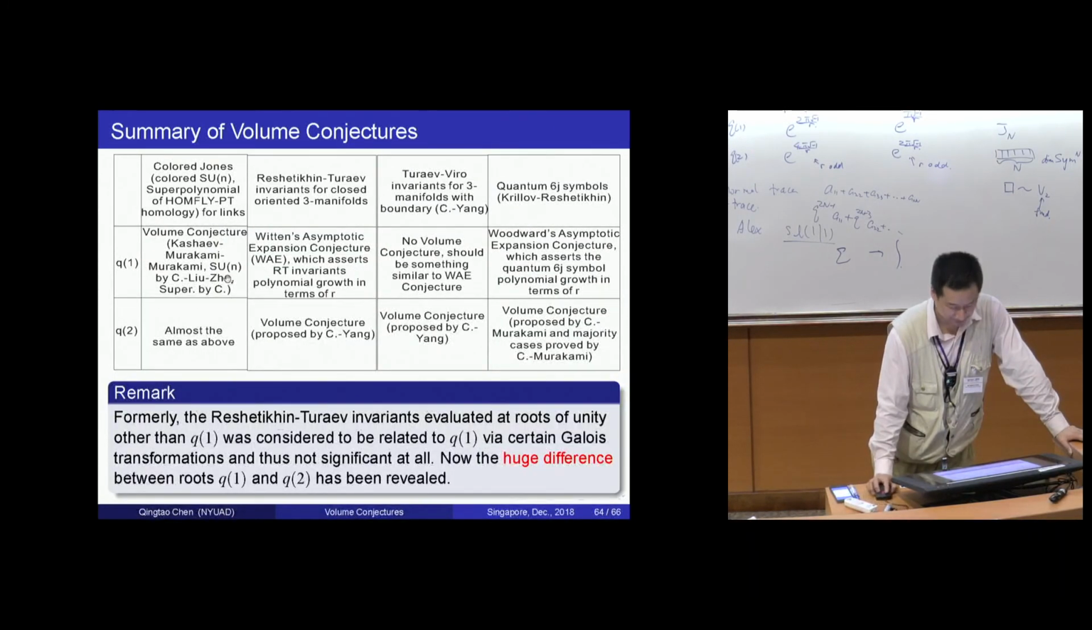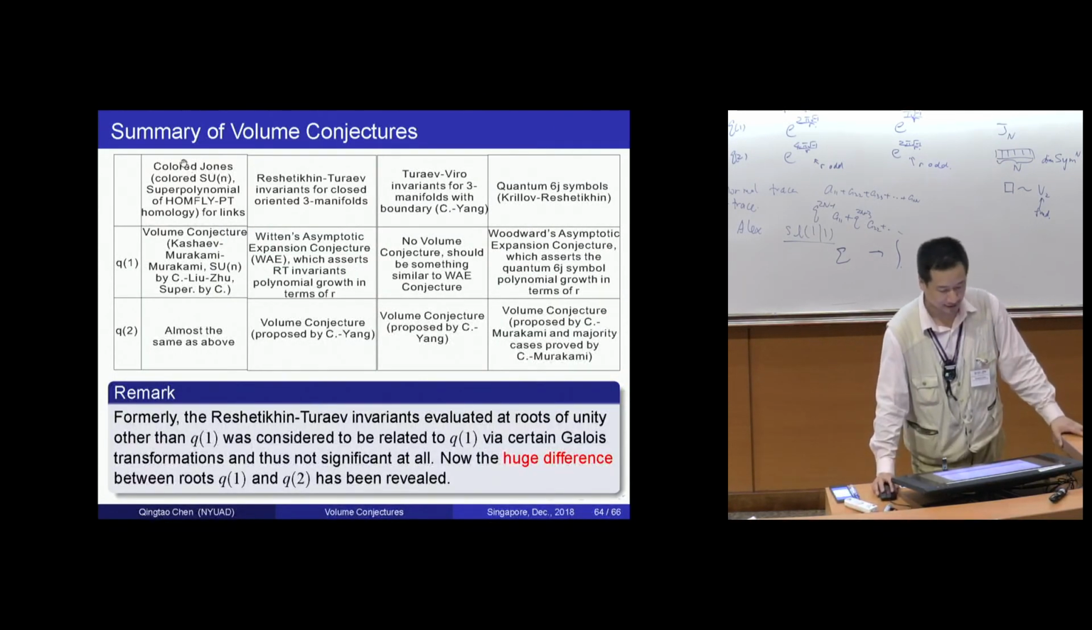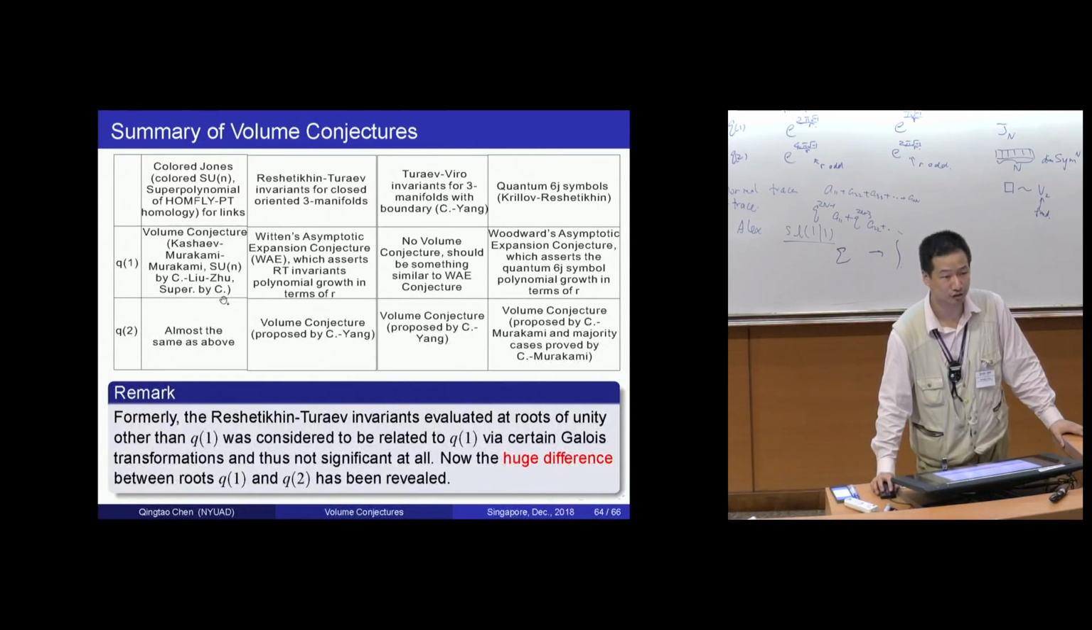So quickly, the last summary. This is the colored Jones polynomial, superpolynomial, and HOMFLY-PT polynomial. And the Q1 and Q2, they're almost the same. This is the original volume conjecture, original style. And this is the 3-manifold invariance, Reshetikhin-Turaev and the quantum 6j symbol. And at Q1, they don't have the volume conjecture. It's polynomial growth. This is Witten's asymptotic expansion conjecture. And this is also similar, polynomial growth. And the Woodward conjecture is also polynomial growth.